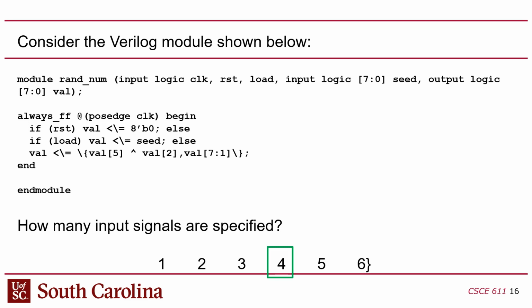Because the input keyword comes before clock, reset, load, right? Because all 3 of those are 1-bit inputs. And then I have another input keyword in order to change the width of the next input, seed, right? So there's 3 inputs, and then there's the 4th one, even though the word input only shows up twice.